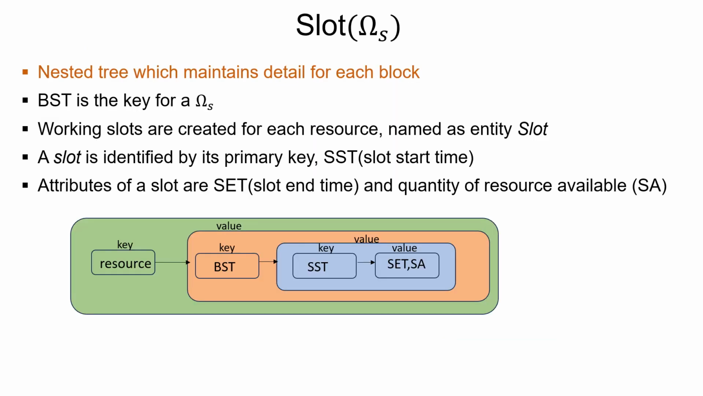Once we identify a valid block, the other task is to find the valid slot. This data structure maintains all the slots in a corresponding block. We can see that block start time is a key which contains another tree which has slot details. SST is the slot start time, SET is the slot end time, and then slot availability. This is also a tree, and that means that these times are stored in ascending order.